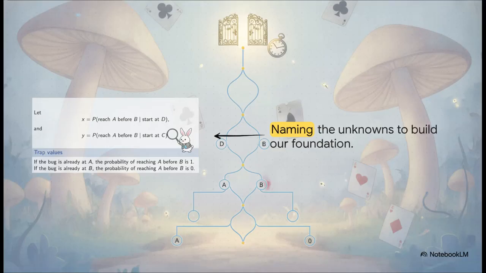Let's build our foundation by assigning variables to these unknown chances from our safe vertices D and C. Let's say X is the probability of reaching A before B if we started at D, and let's call Y the probability of reaching A before B if we started at C. Now, what about the traps themselves? Well, if the bug is already sitting at trap A, the probability it reaches A before B is obviously 1. It's a 100% certainty it's already there. But if the bug is at trap B, the chance of reaching A before B is 0. It's already failed. Those known trap values are the anchors for our unknown variables.